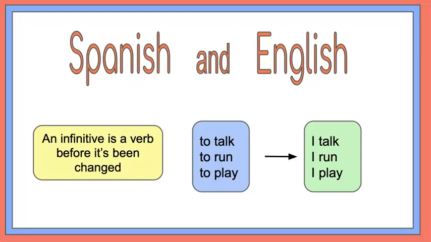In this tutorial, we are going to take a look at regular verb conjugations in Spanish. So before we begin, we're going to talk about infinitives. And what is an infinitive? An infinitive is a verb before it's been changed. For example, to talk, to run, to play. These are infinitives, but when you conjugate the verbs or the infinitives, you have I talk, I run, I play.